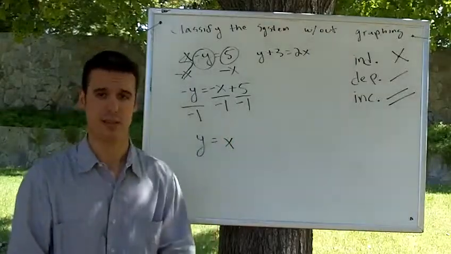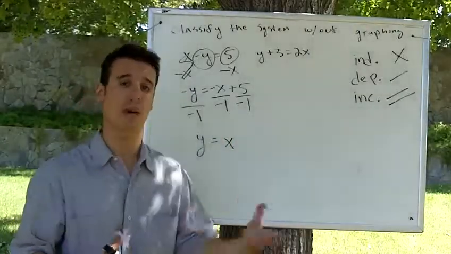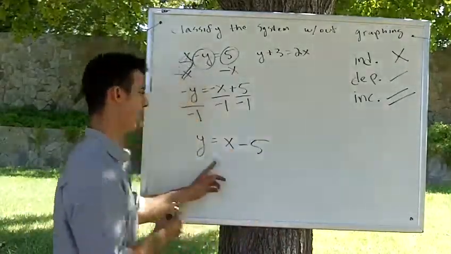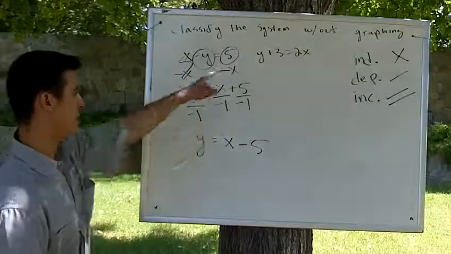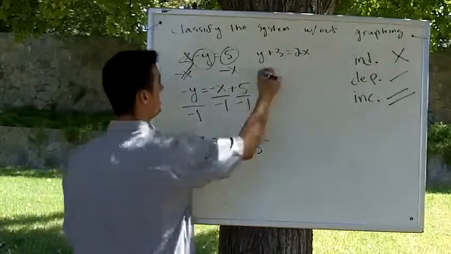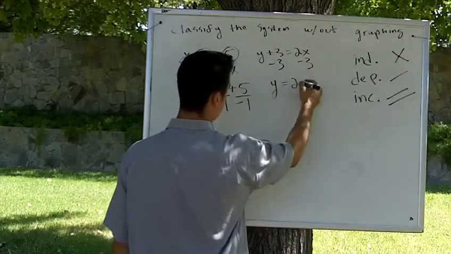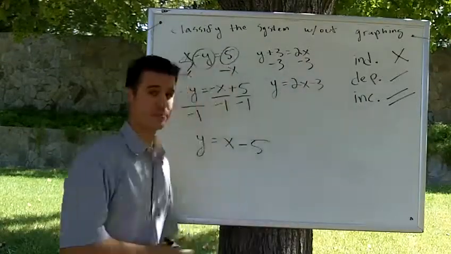That's a positive divided by a negative. That gives us minus 5. So minus 5. y equals x minus 5. Okay, let's solve for y in that equation. Subtract 3 from both sides. So y equals 2x minus 3.